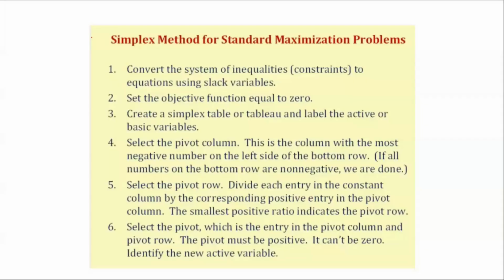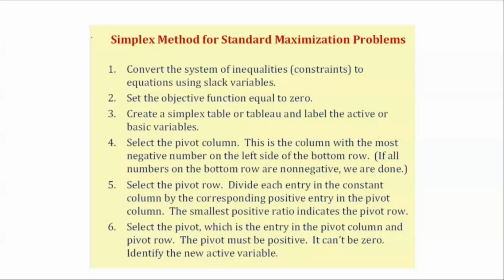Notice what it says. You divide each entry in the constant column by the corresponding positive entry in the pivot column. The smallest positive ratio indicates the pivot row. You will see that demonstrated. Then it says select the pivot, which is the entry in the pivot column and pivot row. Right? The pivot must be positive. You hear that? It cannot be 0, it has to be positive.